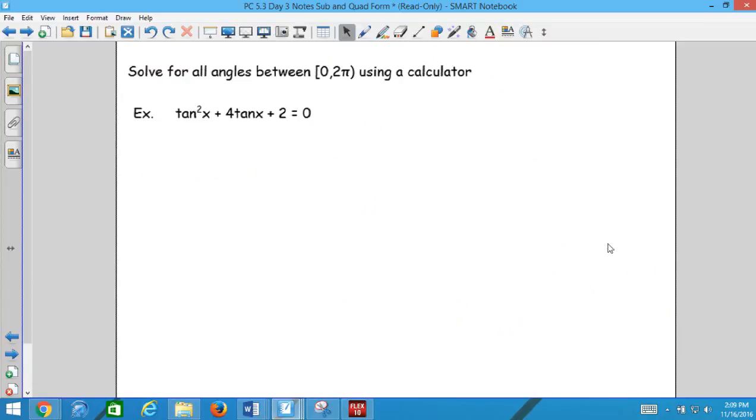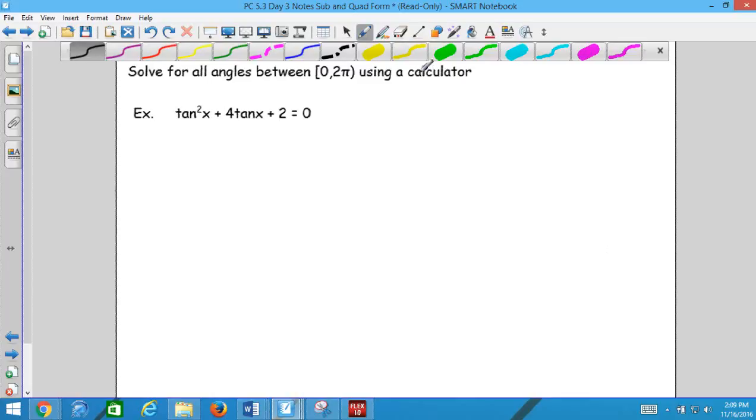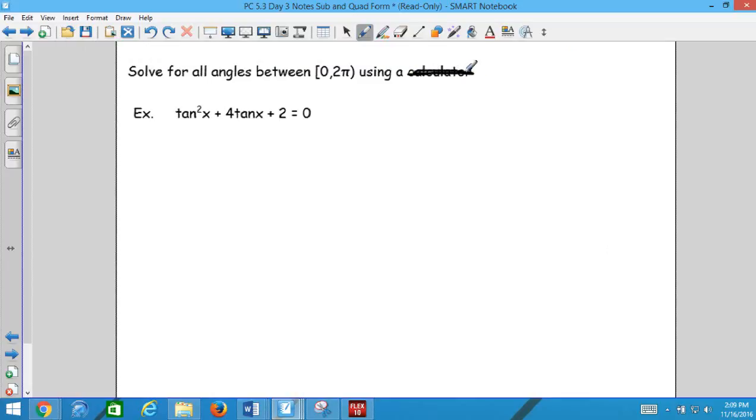All right, how are we going to solve tangent squared x plus 4x plus 2? Wait, is it calculator or quadratic formula? Did I say? You wrote using the correct quadratic formula. It says calculator. Oh, that's wrong. The notes that I had originally had us doing it on the calculator and then using a quadratic formula, and I said, nope, we're only going to do quadratic formula. So we're doing it. That was terrible.